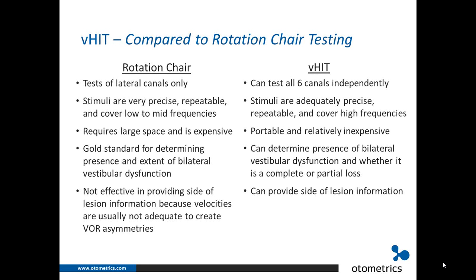As we discussed in part 2, VHIT can provide similar information for bilateral vestibular lesions, but unlike VHIT, the rotation test is not as effective for unilateral vestibular abnormalities and for identifying the site of lesion, because the chair velocities are usually not high enough to create VOR asymmetries. In view of the advantages of VHIT, the clinical value of the rotation chair is expected to diminish as VHIT becomes more widely used.